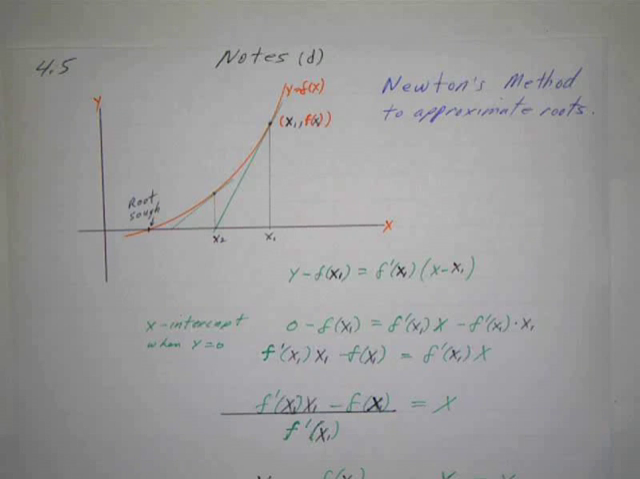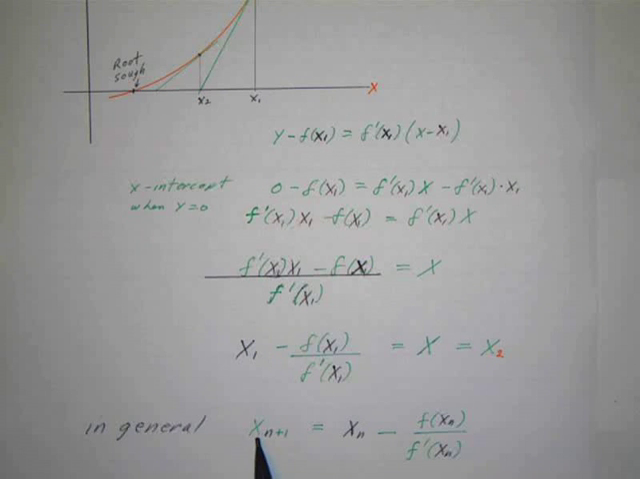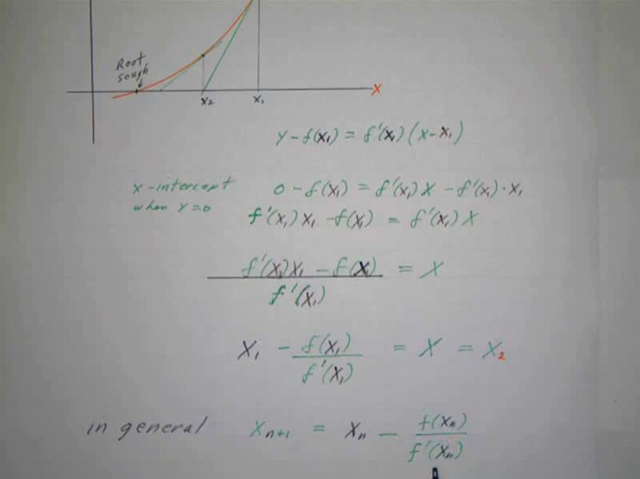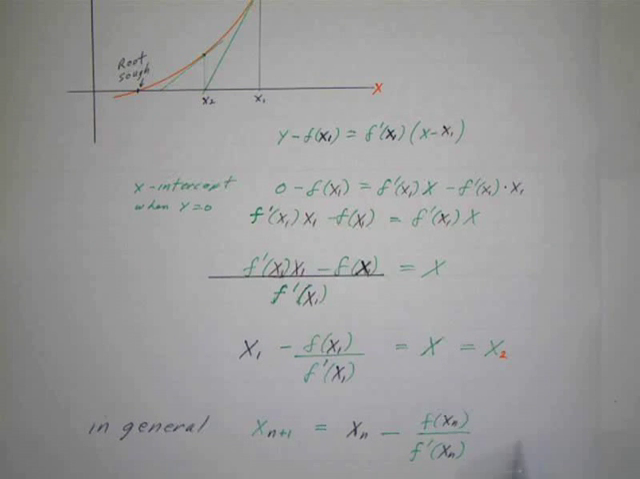Okay, so in general, if I want my next x, because this gave me x2 for x1, so if I want x sub n plus 1, the next one, I would just say it's going to be x sub n, the one I start with, minus f of x sub n all over f prime of x sub n. So we start with x, the function of x, and then the derivative. So it kind of goes in an order: x, f of x, f prime of x, and that's minus. So we kind of derive it.